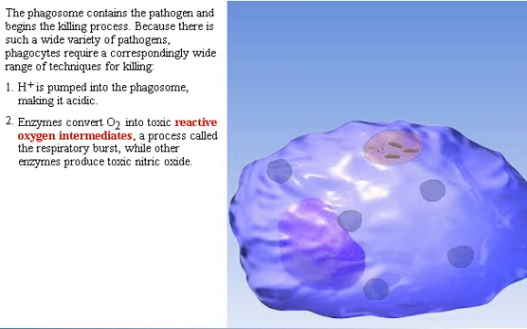Second, enzymes on the phagosomal membrane begin converting oxygen into toxic reactive oxygen intermediates, such as superoxide and hydrogen peroxide, a process called the respiratory burst. At the same time, enzymes in the cytosol begin producing toxic nitric oxide, which diffuses into the phagosome. Click a bacterium to induce a respiratory burst.